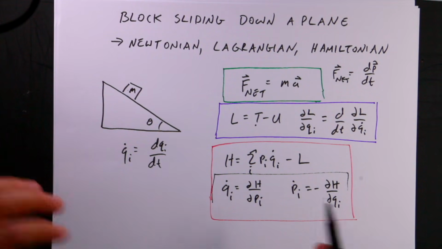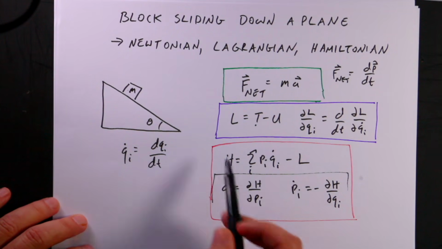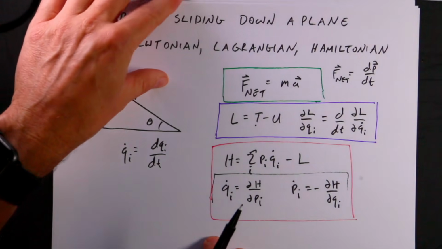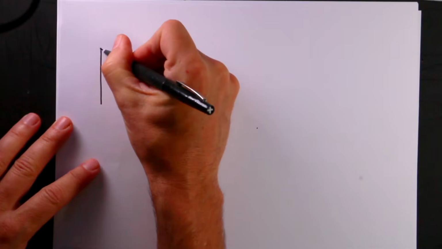Okay, so let me just go ahead and say, the Hamiltonian, well, let's talk about that as we solve them. So let's solve this problem first with Newtonian mechanics, and then we'll do Lagrangian, and I'll talk about each of those as we get to them. So let's do Newtonian mechanics.